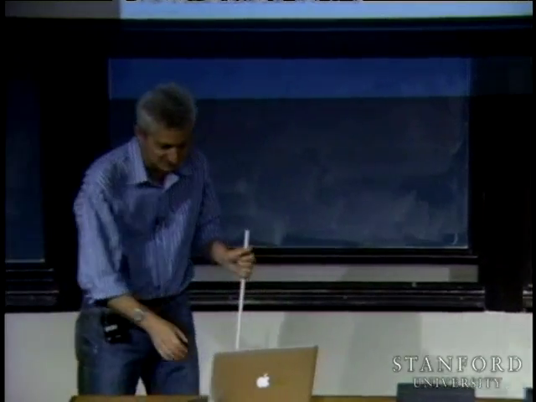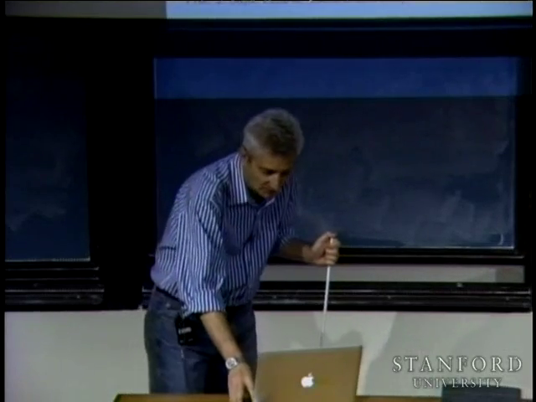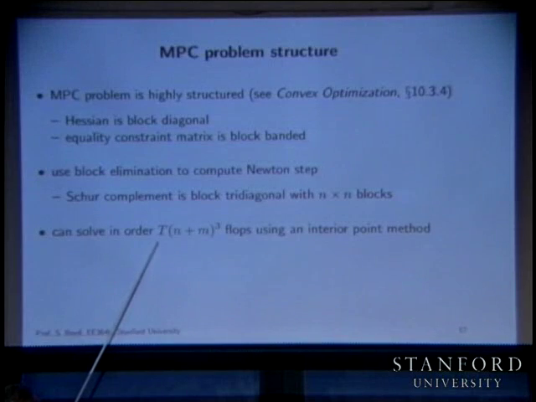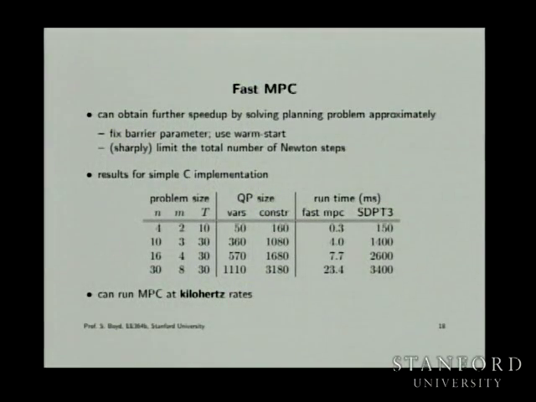But the point is, it doesn't matter. The main thing you should recognize is structure. That's structure, and that means fast, if you know what you're doing. So you can actually solve this. I don't have to tell you this. It's T times (n plus m) cubed, so it's linear in T. And so here's a fast MPC.